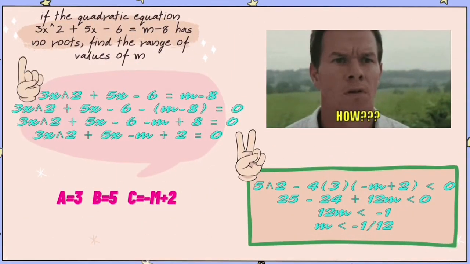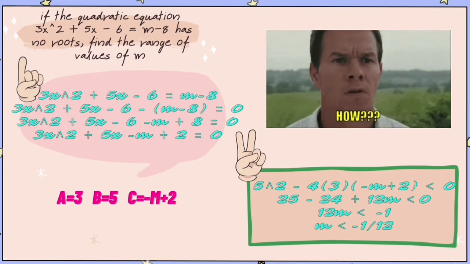The second question for number 2 is, if the quadratic equation 3x squared plus 5x minus 6 equals m minus 8 has no roots, find the range of values of m. So firstly, we need to move m minus 8 to the left so that we can get the quadratic equation. Now we simplify the equation, so we will get 3x squared plus 5x plus 2 minus m equals 0.